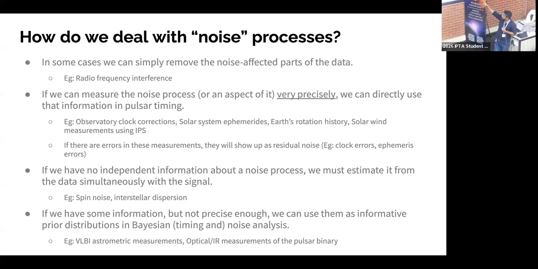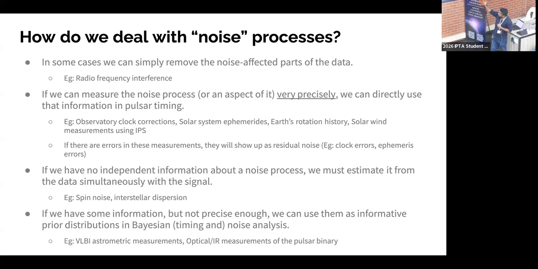So if you use an inaccurate measurement for this kind of purpose, then there will be errors in your timing, and these errors will show up as some residual noise in your data, which you have to again take care of afterwards.